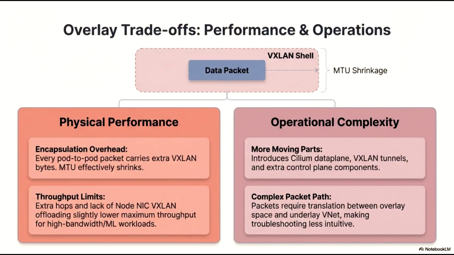Shifting to operational complexity, an overlay architecture introduces more moving parts into the environment. This includes the Cilium data plane, the VXLAN tunnels themselves, and additional control plane components that must be maintained. Finally, this creates a more complex packet path. Because packets require constant translation between the overlay space and the underlying virtual network, troubleshooting becomes significantly less intuitive and more time-consuming for operations teams.